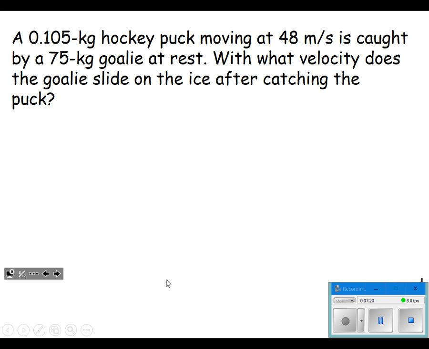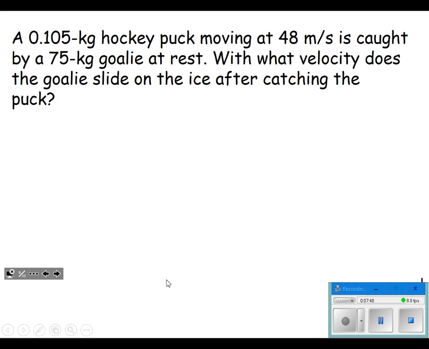Okay, so this one I have a hockey puck and a goalie. And I really need y'all to think about what's really going on, all right? The puck is going to be moving at 48 meters per second and it's caught by the goalie. So if the goalie catches the puck, then they're on ice. After they collide, do they move separately or together?